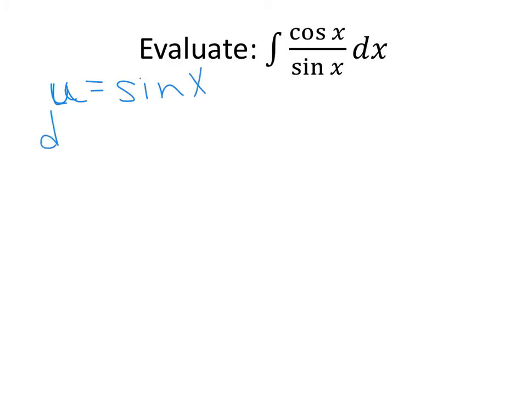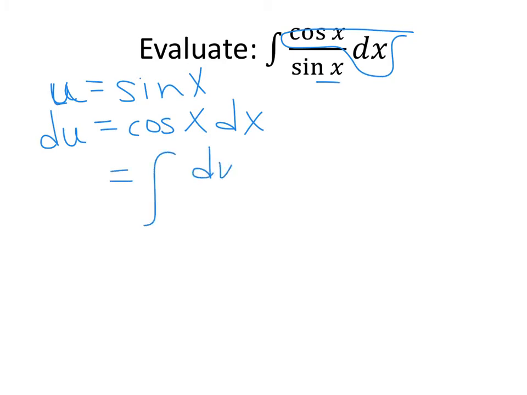So that makes my derivative, du, equal to cosine x dx. So when I'm substituting in, my cosine x dx here is my du, and my u is going to be in the denominator. So this becomes the integral of du divided by u.